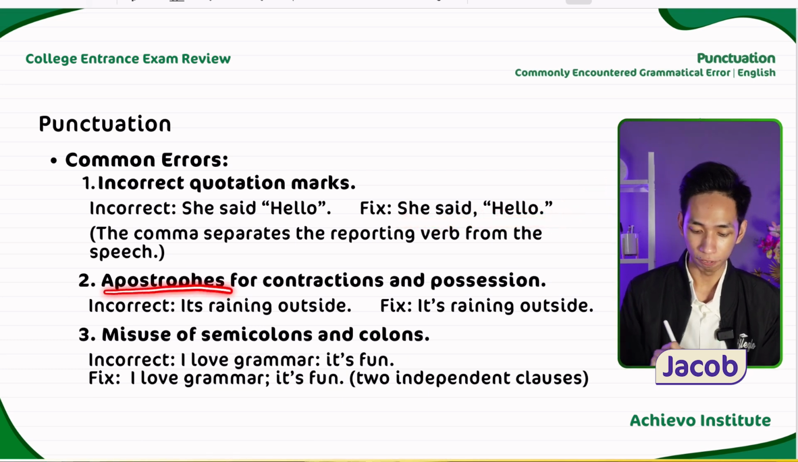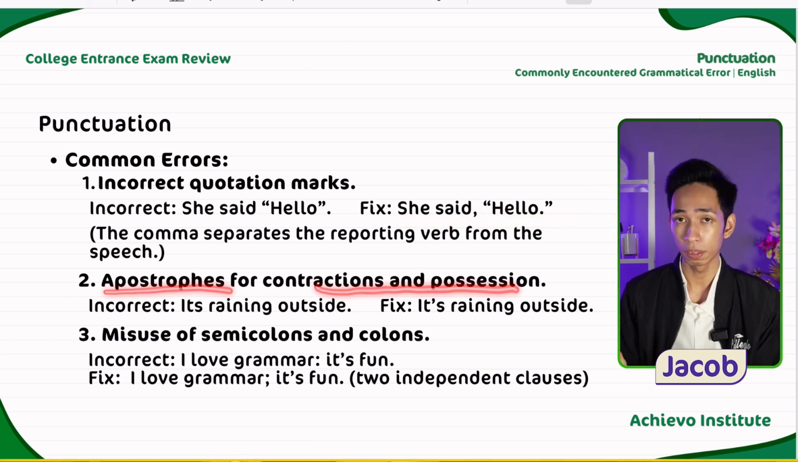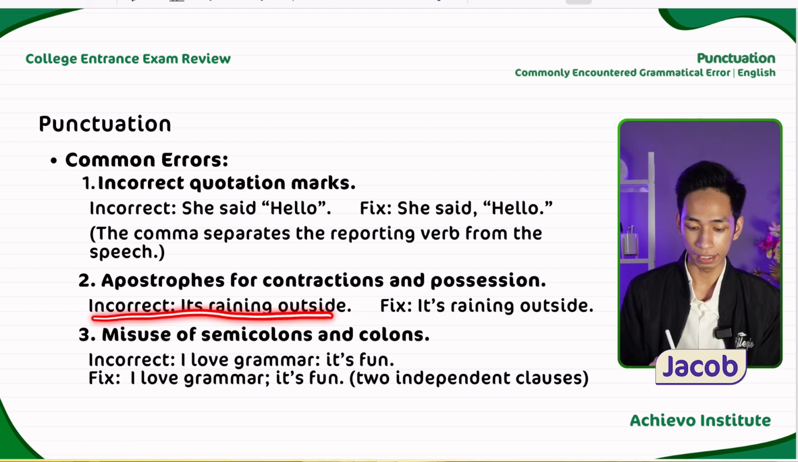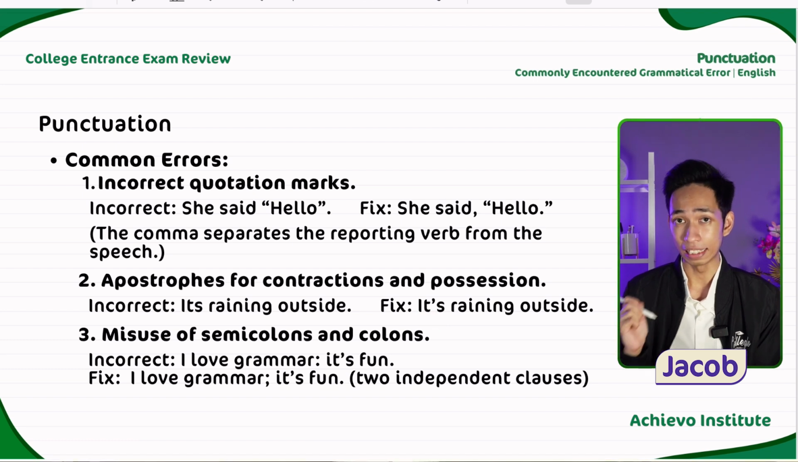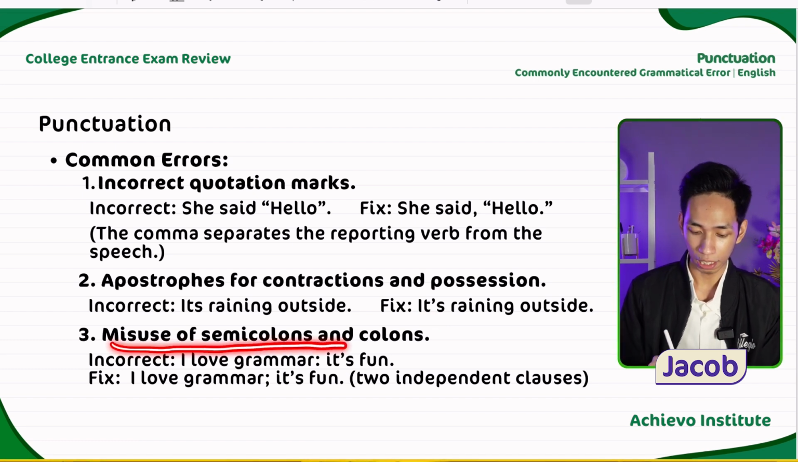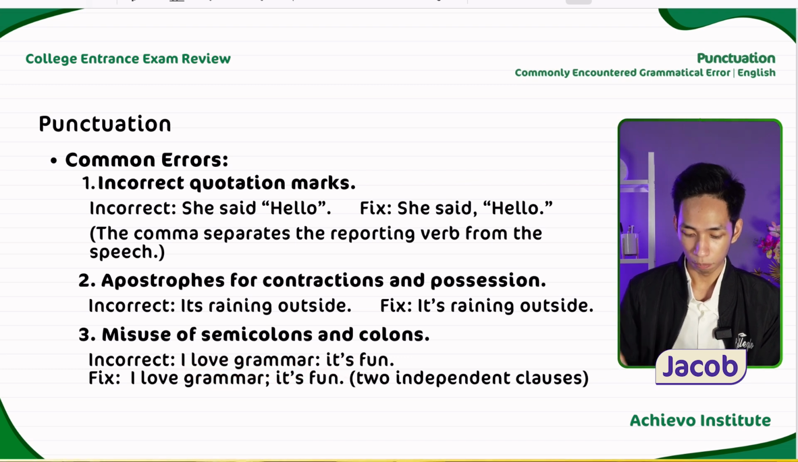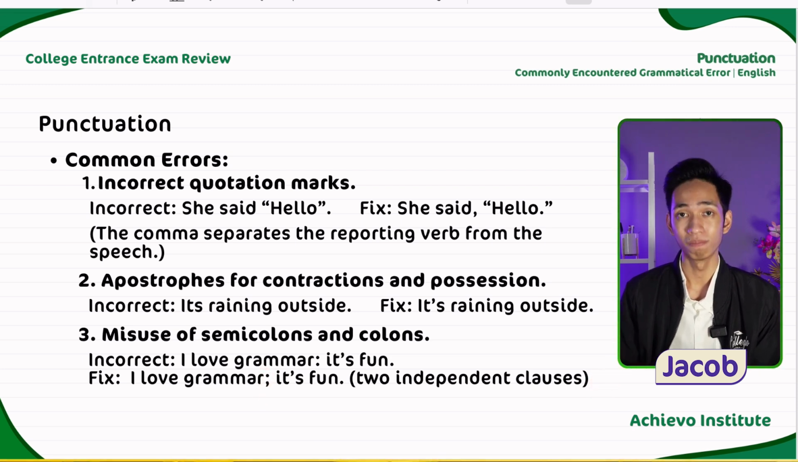Next, apostrophes for contractions and possession. This is an incorrect sentence. Its raining outside. We need to put apostrophe here to indicate contraction for it is. Lastly, misuse of semicolons and colons. I love grammar. It's fun. But since these two are independent clauses, it's better to separate them with a semicolon. Hence, this is the correct form.